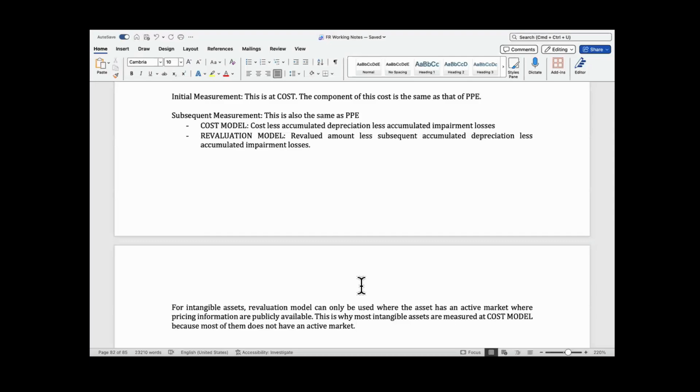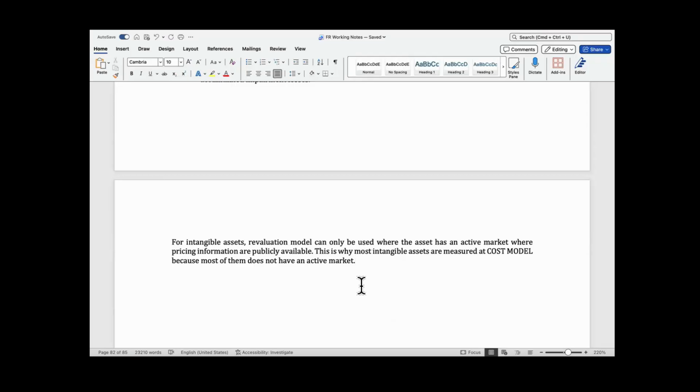And ICAN can ask, especially those writing SBR, they can ask you around this. This paragraph I just gave to you is very important. If there is no active market for that asset, you cannot use the revaluation model. Don't even go there. Don't skip this paragraph. It's important you actually remember it.